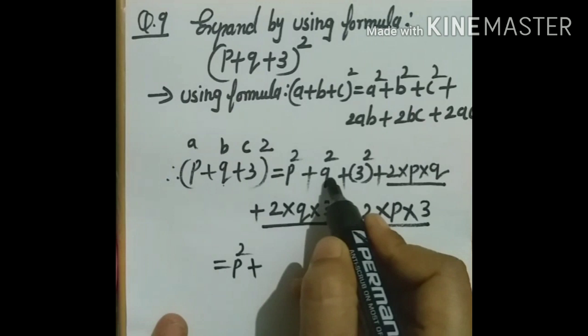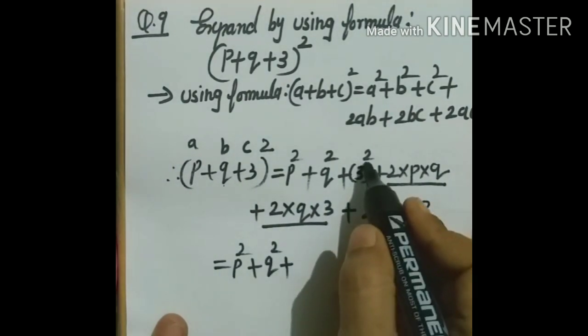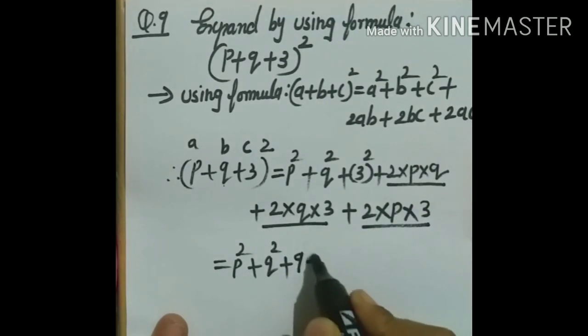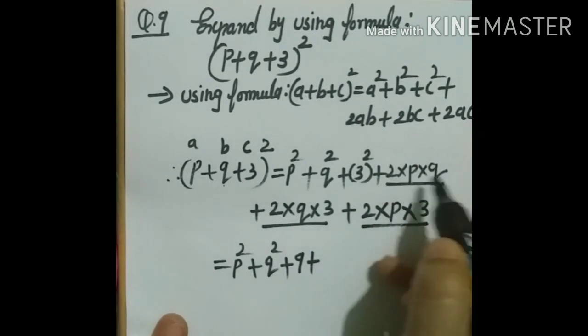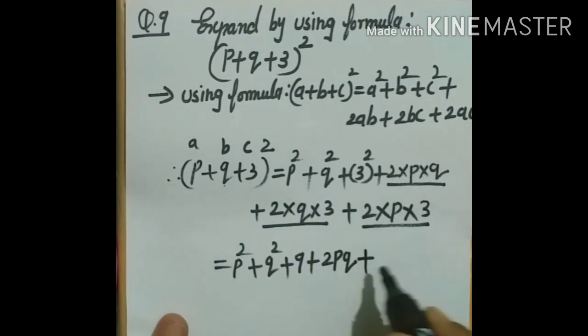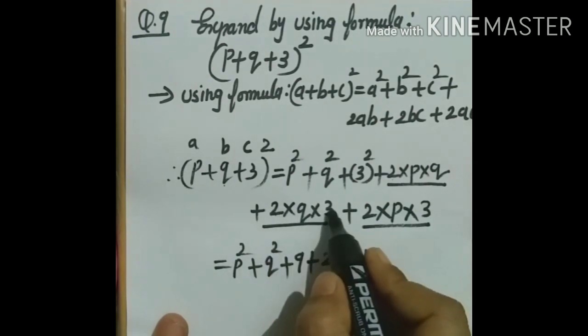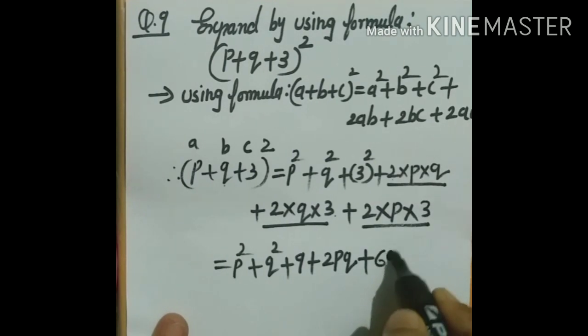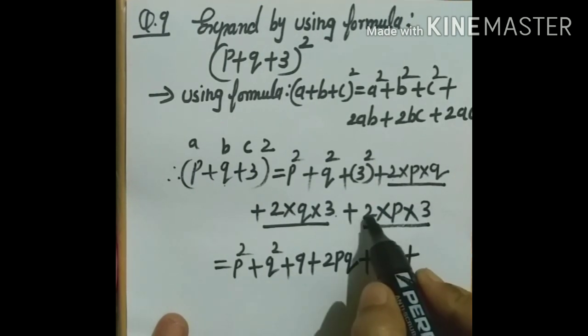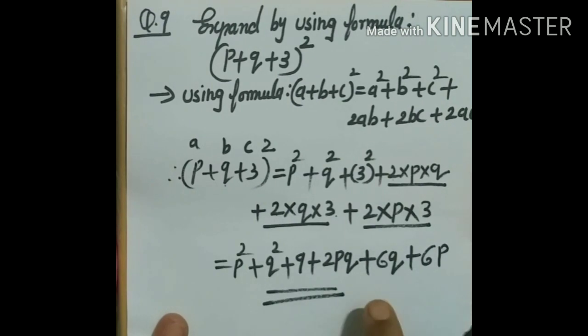Now children, p square will be p square, q square will be q square, plus 3 square is children 9 plus 2 into P into Q. So what you get? 2PQ plus 2 into 3. What you get children? 2 3s are 6 and Q. 6Q plus 2 3s are 6 P. Children, this way you have to expand by using formula.